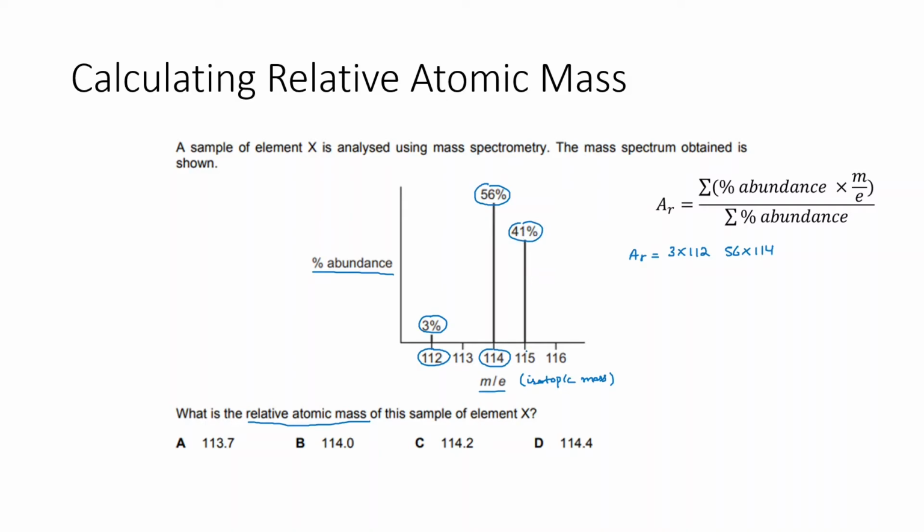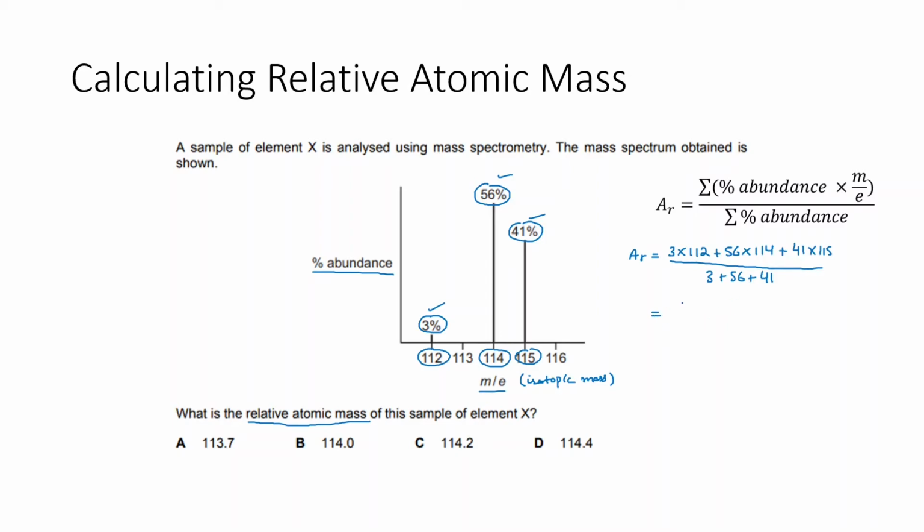And then you do the same thing for the third isotope. It's going to be 41 times 115. Once you do this for each of the 3 isotopes, you add up the results. And then you divide all of this by the sum of the 3 abundance values that you have. So that's going to be 3 plus 56 plus 41. Incidentally, this sum gives you 100.